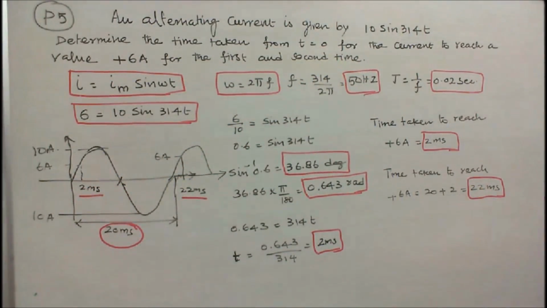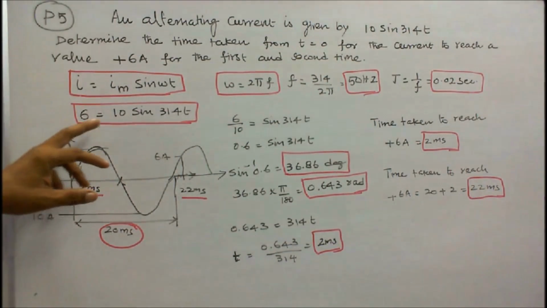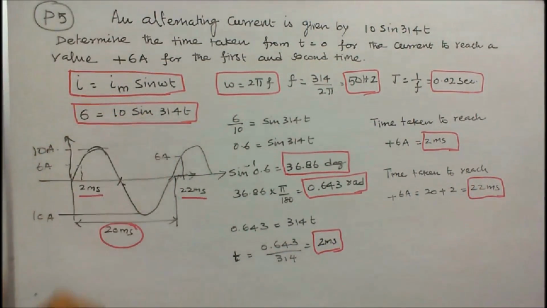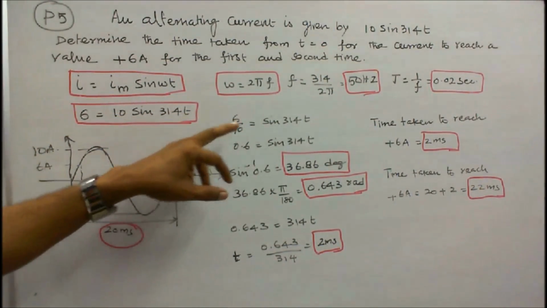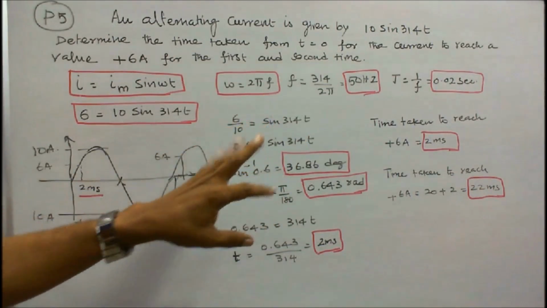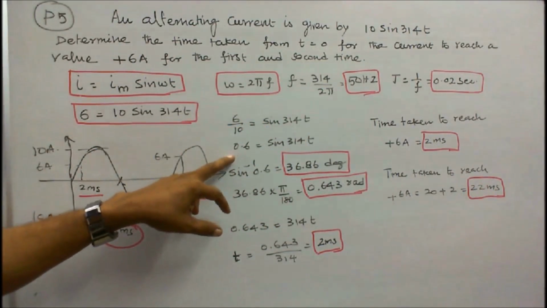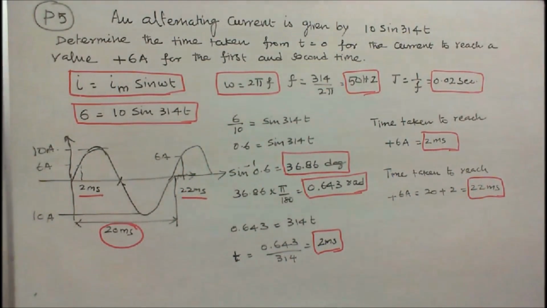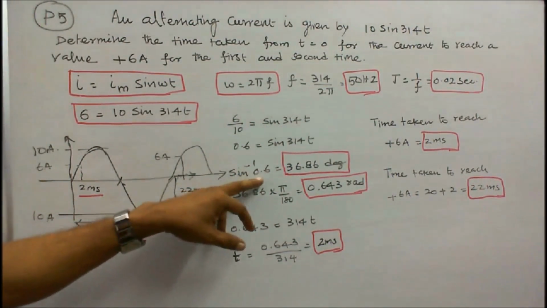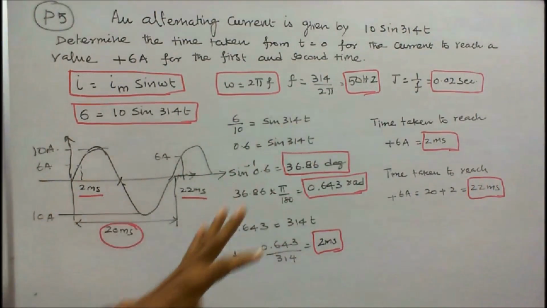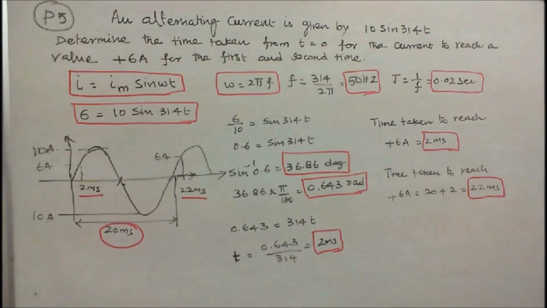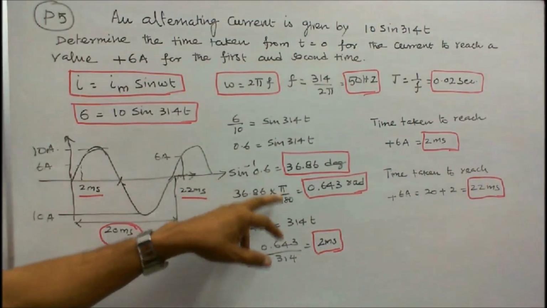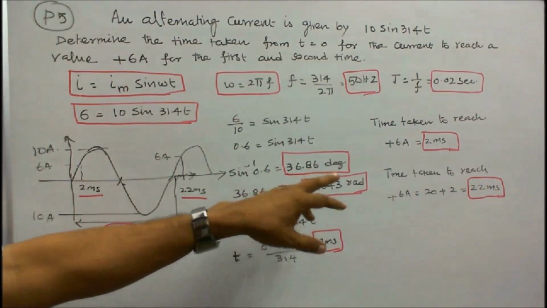Now we have to equate 6 is equal to 10 into sine 314 into t. 6 by 10 is equal to sine 314 into t. 6 by 10 is equal to 0.6, that is equal to sine 314 into t. We have to find sine inverse of 0.6, that is equal to 36.86 degrees. We have to convert it into radians. 36.86 into pi by 180, that is equal to 0.643 radians.